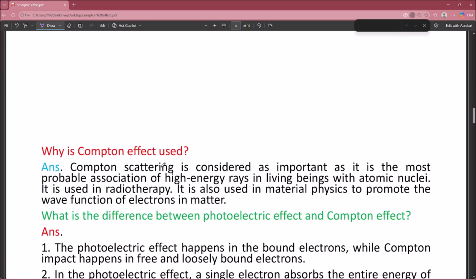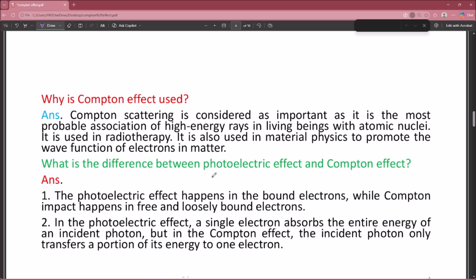So why is Compton effect used? Compton scattering is considered important as it is the most probable interaction of high energy rays with atomic nuclei. It is used in radiotherapy. It is also used in material physics to probe the wave function of electrons in matter.